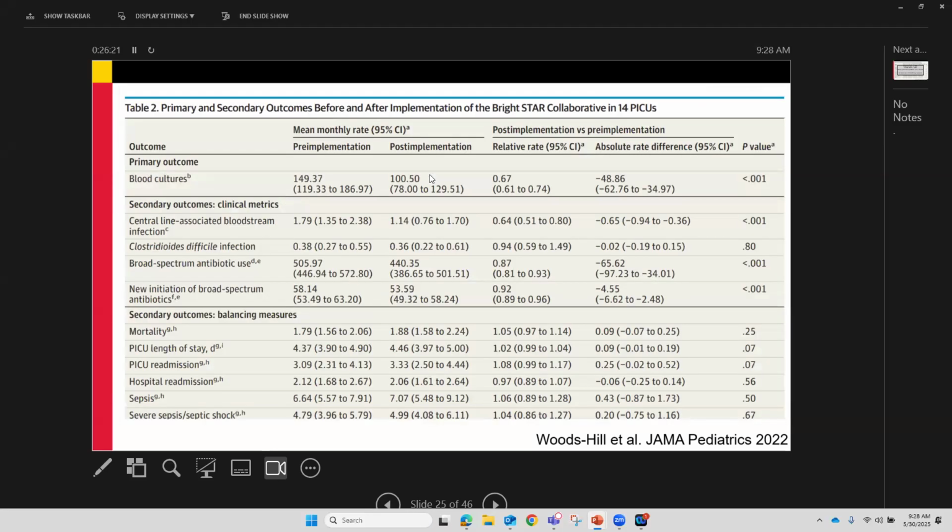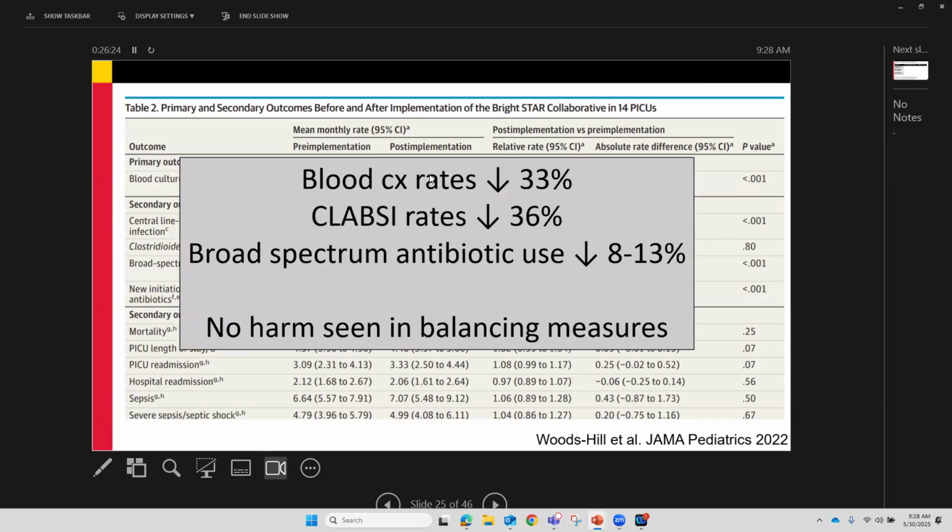And so this is a complicated table, but the summary really is that with trying to improve the practice of when to order blood cultures, they decreased the frequency that cultures were ordered by about a third. They decreased their CLABSI rate by about a third. And they also decreased the use of antibiotics with no harm seen in pretty extensive balancing measures they looked at.